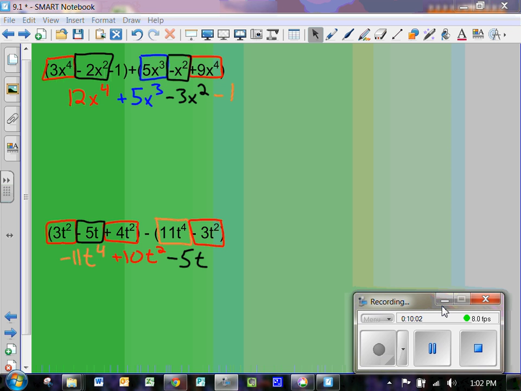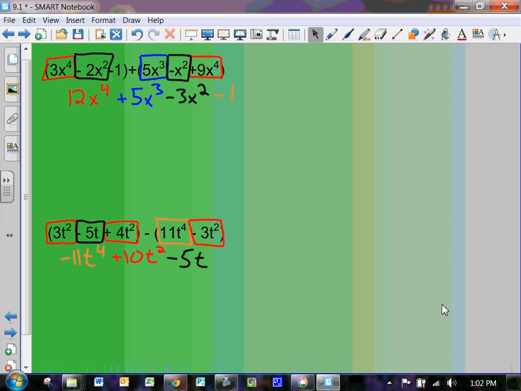All right, so your top one there, you should have gotten 12x to the fourth plus 5x to the third minus 3x squared minus 1. So you have the 3x to the fourth and 9x to the fourth, which gives you the 12x to the fourth. Your 5x to the third is staying positive, so that becomes a positive 5x to the third. You have a negative 2x squared plus a negative x squared, which is negative 3x squared, and then a minus 1 at the end.